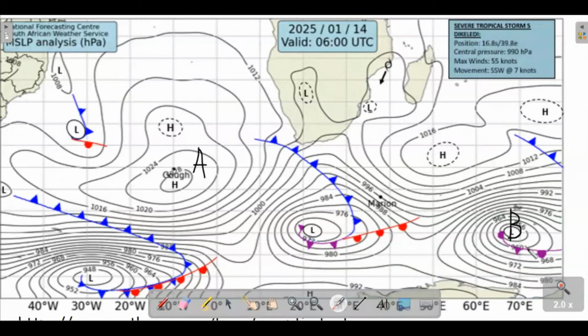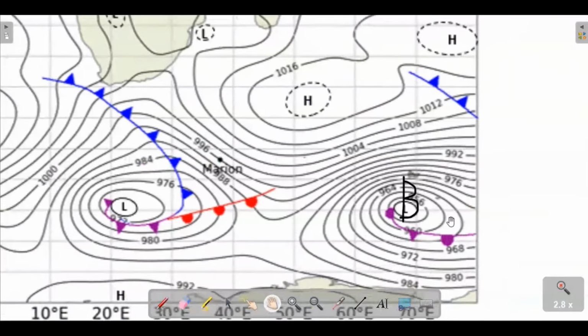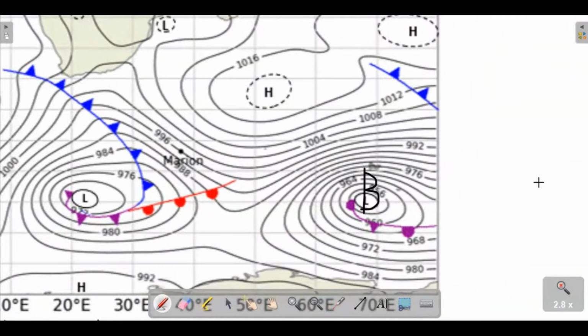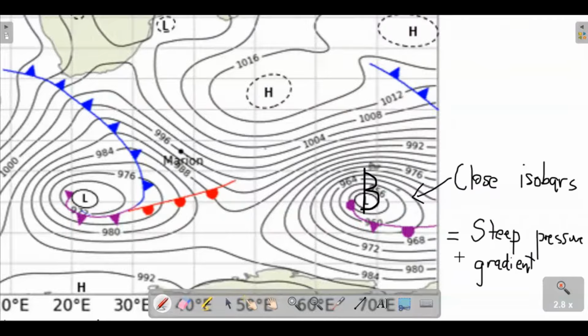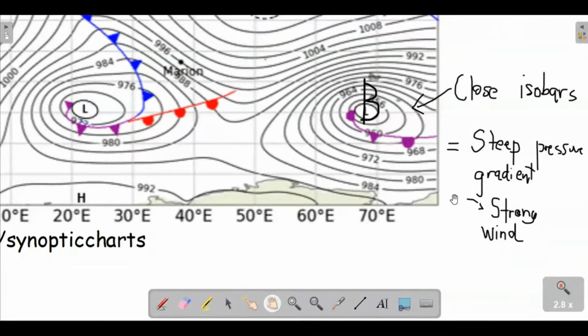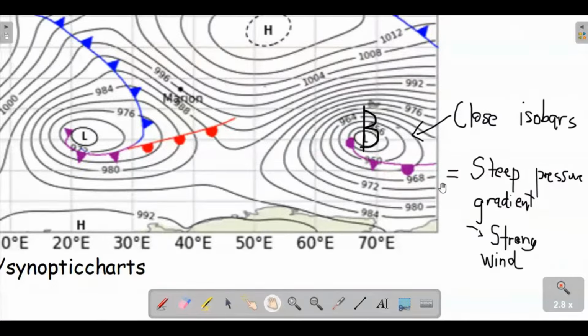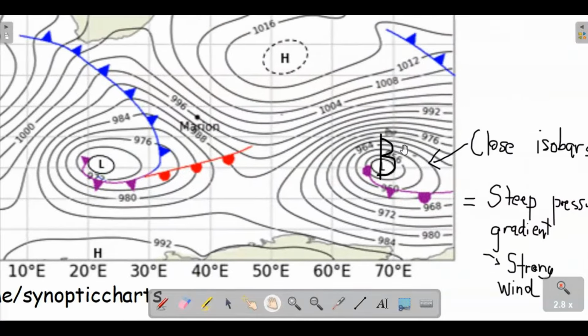It is B, right? So B illustrates a steep pressure gradient because you have close isobars. They are very close to each other. Yes, isobars never touch, but when they are close to each other, that means it is a steep pressure gradient. And so what about the wind speed right over here? We're expecting strong winds, guys. If we had a weather station here, that would support that. So by just looking at the proximity of isobars to each other, I can already tell that there's a steep pressure gradient, and hence there are strong winds here.